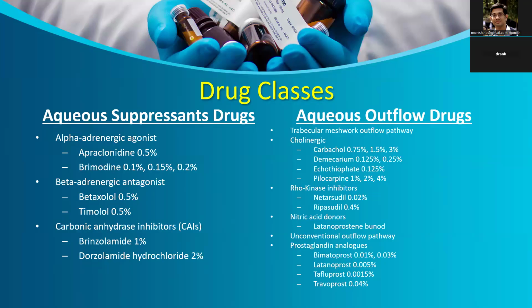Then there are aqueous outflow drugs which promote the trabecular meshwork outflow or the unconventional outflow, which is the uveoscleral outflow. These are the two outflow pathways. The drugs in this class include cholinergic drugs and Rho kinase inhibitors, which increase the trabecular meshwork outflow. And for the unconventional or uveoscleral outflow pathway, there are the prostaglandin analogs. So the list of these drugs will be discussed subsequently.